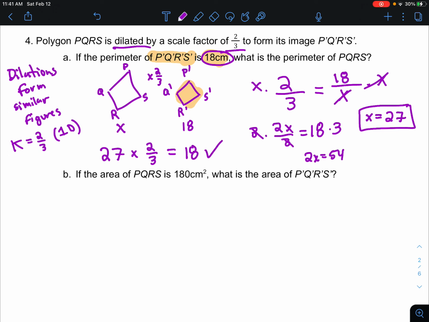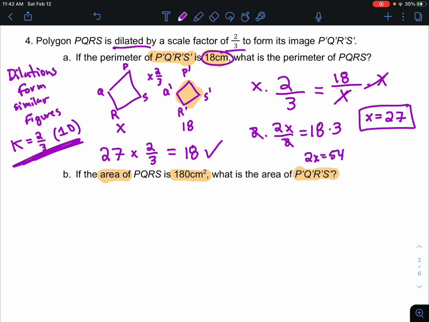Okay, if the area of PQRS is 180 square centimeters, what is the area of P prime, Q prime, R prime, S prime? So now we have to think about how area scales. We are given a scale factor, right? K is 2/3 in one dimension, but area is a two-dimensional measurement. So we need to account for the fact that that scale factor is happening in 2 dimensions.